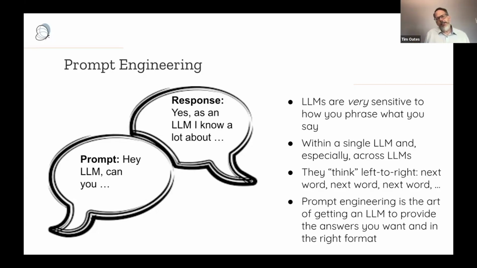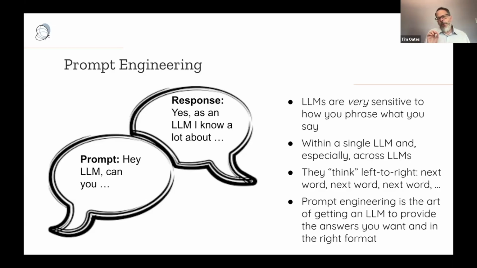And it turns out that LLMs are very sensitive to how you phrase what you say. So small changes in the wording can lead to shockingly large changes in the way the LLM interprets it, the way it phrases the result. And it can be kind of maddening if what you're trying to do is to get it to do something useful. That happens both within a single LLM, but it's even worse across LLMs. So if you use ChatGPT today, and then you try Gemini or some other LLM, the results are very different.